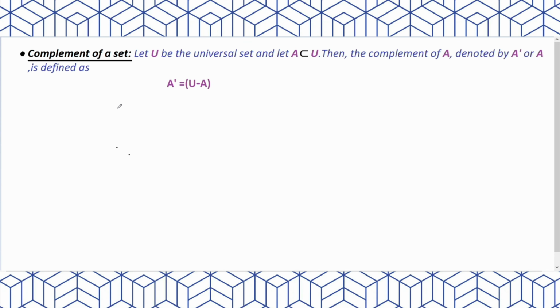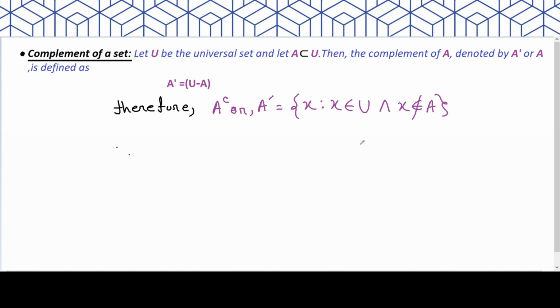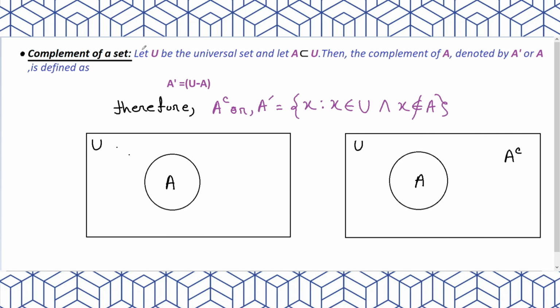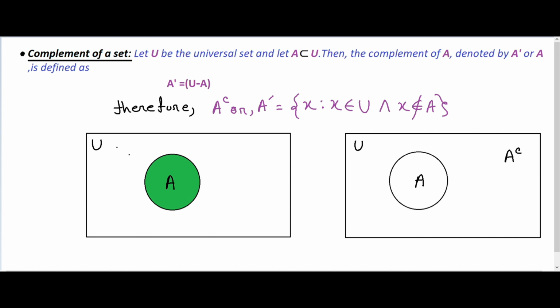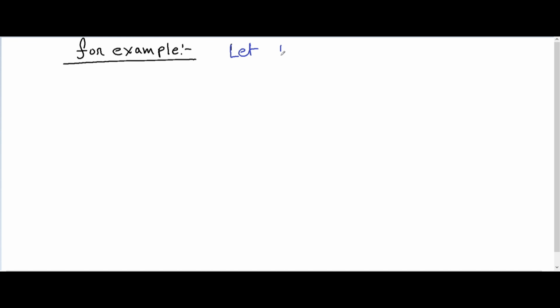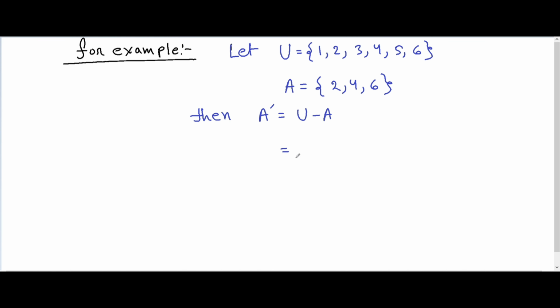The complement of a set is denoted by A dash or A to the power C, and is defined as U minus A, the set of all elements of the universal set except the elements of A. We can see in the Venn diagram that the green part represents the set A, whereas the yellow part represents A complement. For example, if we choose a universal set containing the natural numbers up to 6 and a set A containing 2, 4 and 6, then A complement will be the set of 1, 3 and 5.